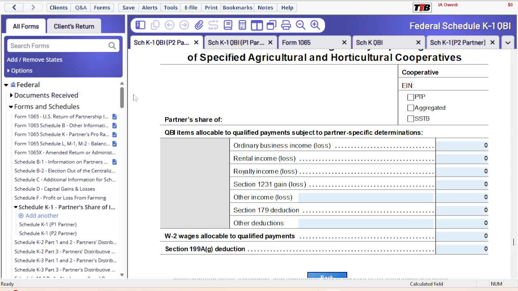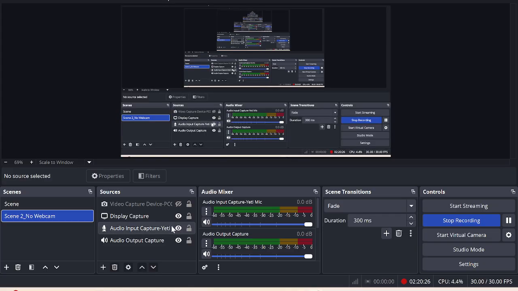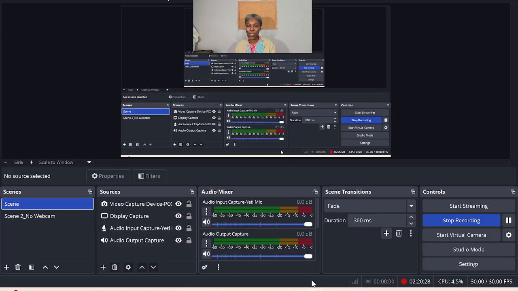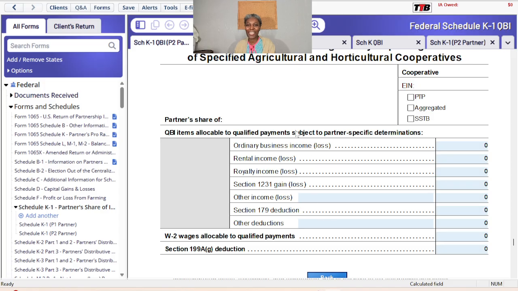Let's start from the beginning. Form 1065, Schedule B, Schedule K, Schedule L and M-2, and Schedule K1 and Schedule K1 QBI. So thank you so much for your time. It has been a long ride.